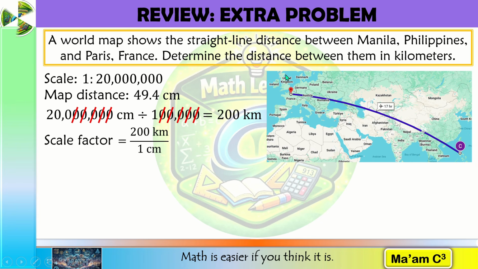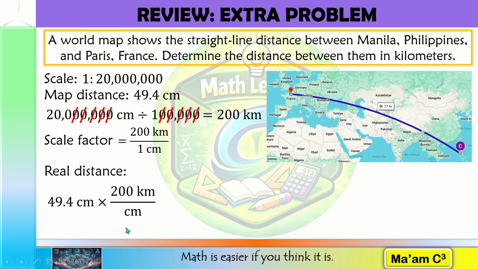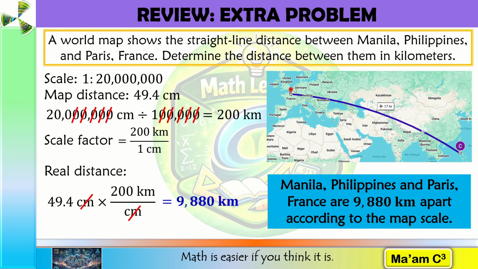To determine the distance between them in kilometers, we're just going to multiply the map distance, 49.4 centimeters, by our scale factor. Centimeter units here will cancel out. 49.4 times 200 is 9,880 kilometers. So, Manila, Philippines and Paris, France are 9,880 kilometers apart according to the map scale.